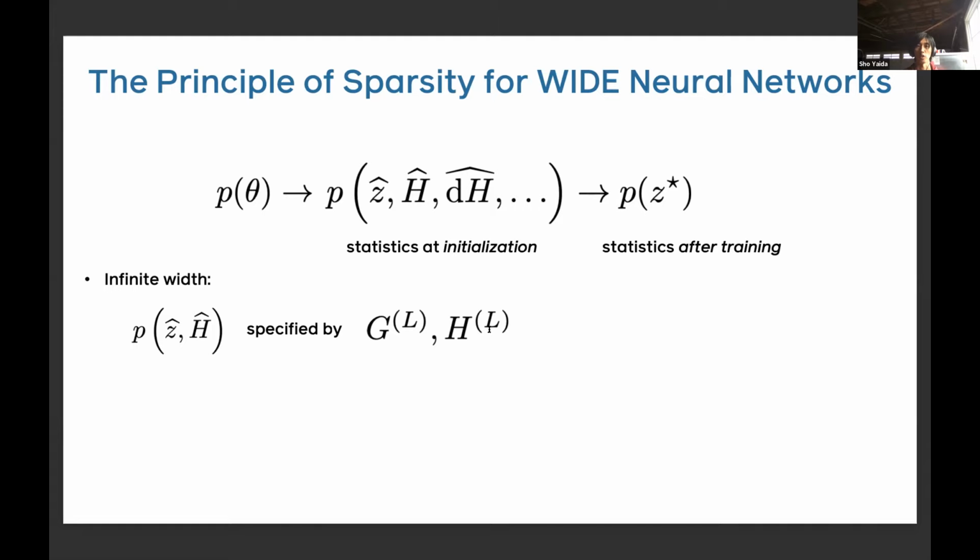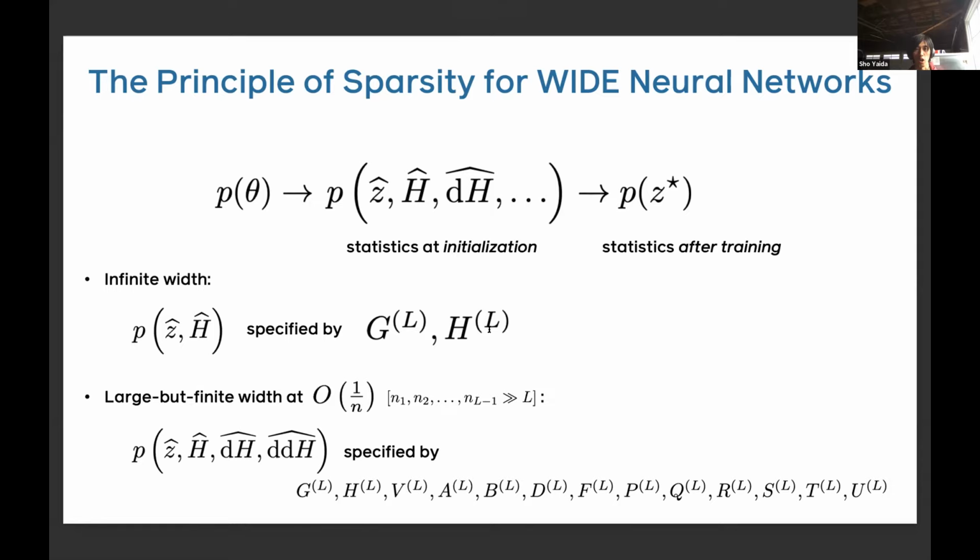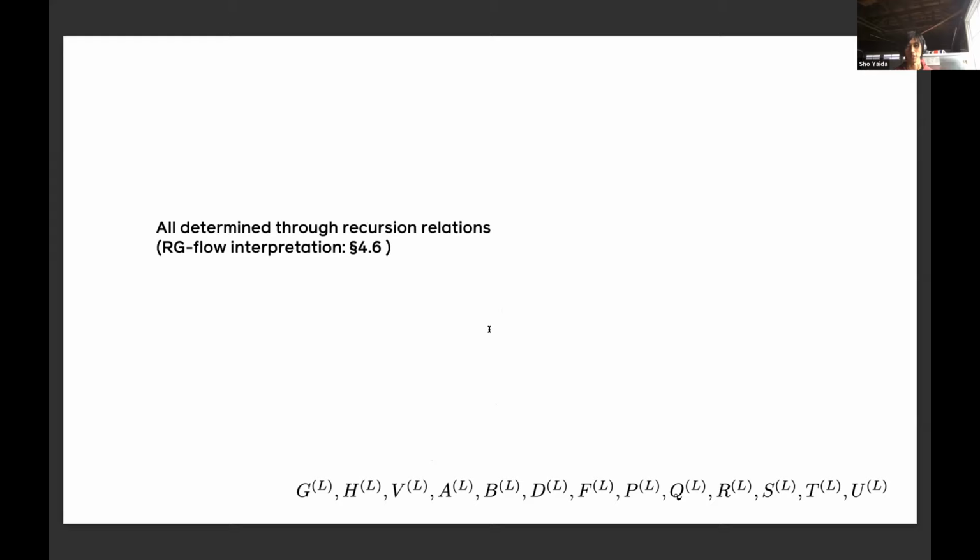Now you back off from the infinite width limit and take the large but finite width at 1/N level, or like all the hidden layers' neurons are greater than the depth. Then now you have these three objects, four objects, z, H, dH, ddH, specified by these more numbers, but still finite of them. And these questions are all recursively evaluatable.